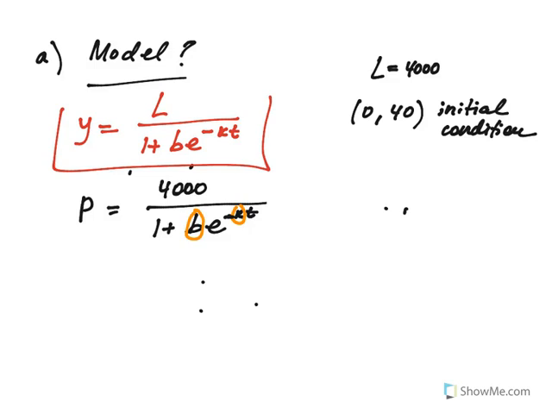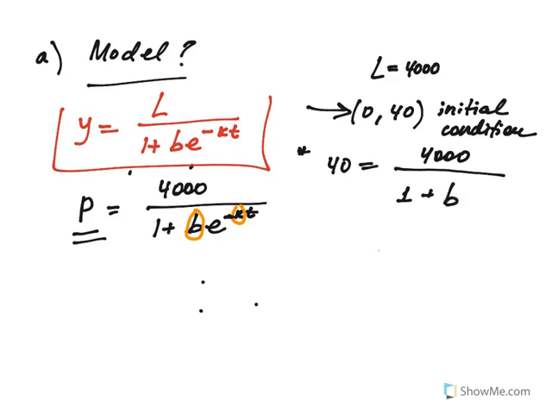Now we need to solve this equation for b. So this is what I'm going to do. P is 40, and I'm using this information, equals 4,000 over 1 plus, I don't know what b is, e to the power of negative k, I don't know what k is, but time is 0. So again, we're using this point, the initial condition, t is 0, P is 40. So let's see if we can solve this equation for b.